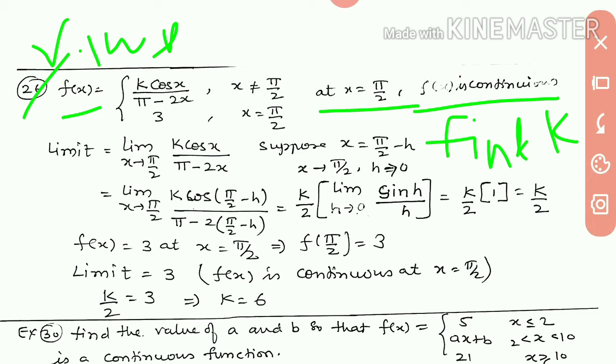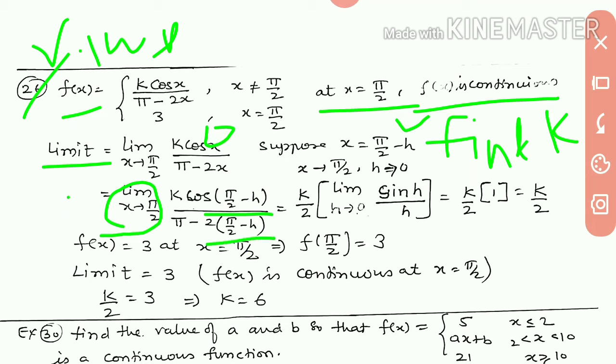Already said, the limit is limit x tends to pi by 2 of k cos x upon pi minus 2x. Now suppose x equals pi by 2 minus h. In place of x you put pi by 2 minus h, then as x tends to pi by 2, h tends to 0. So here write limit h tends to 0, and in place of x write pi by 2 minus h, also in the denominator.